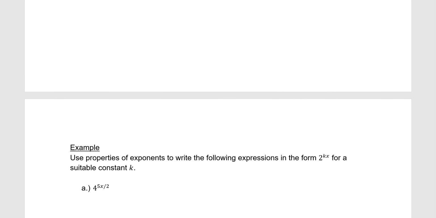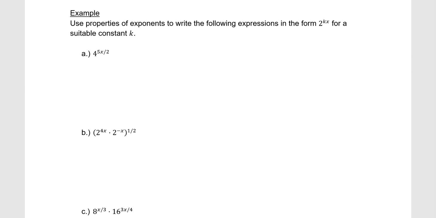So let's go over some examples of this. Let's use properties of exponents to write the following expressions in the form 2 to the kx for some constant k. So we need to rewrite these with base 2, and then the x is in the exponent, and k is just going to be some number.